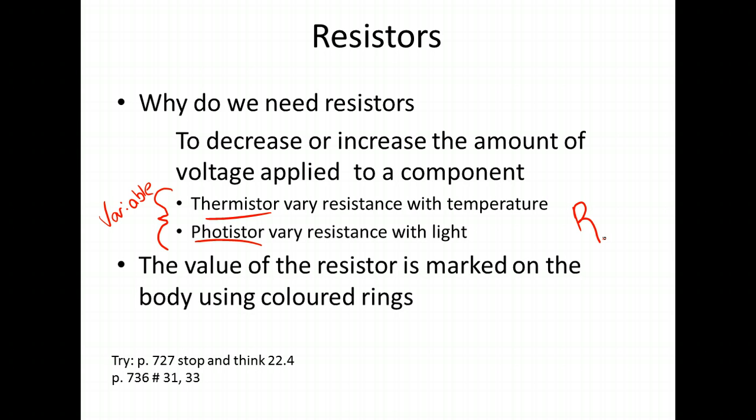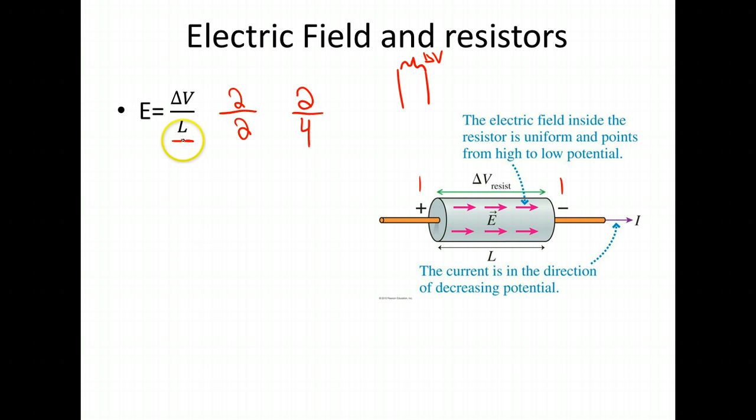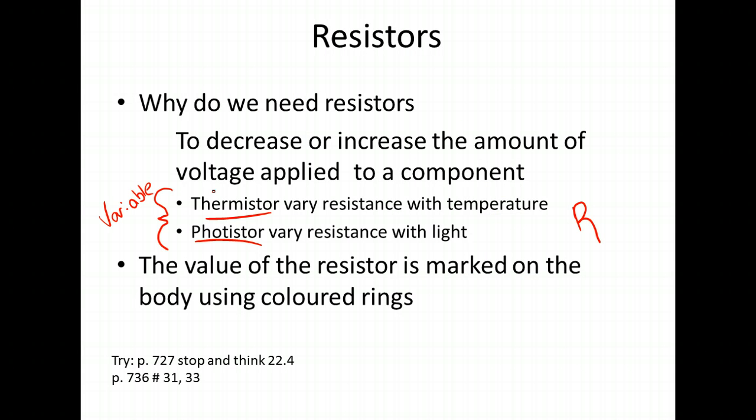Those are the ones that we use in little circuit boards, the ones with bands. Those are constant. What is this one that I have set up in the back of the room? Variable or constant? Constant? Its resistance is always the same? It's variable. How do I vary the resistance on that? Yeah, changing the length. And then the value of a resistor is marked using colored rings on those little tiny circuit board ones.